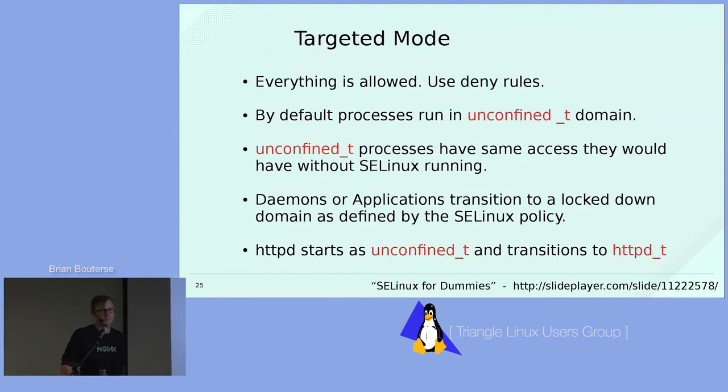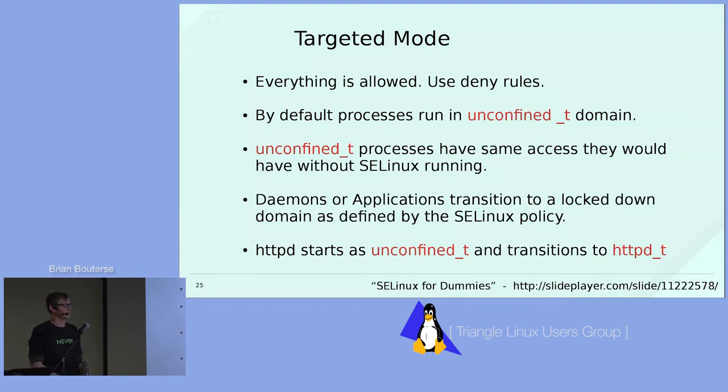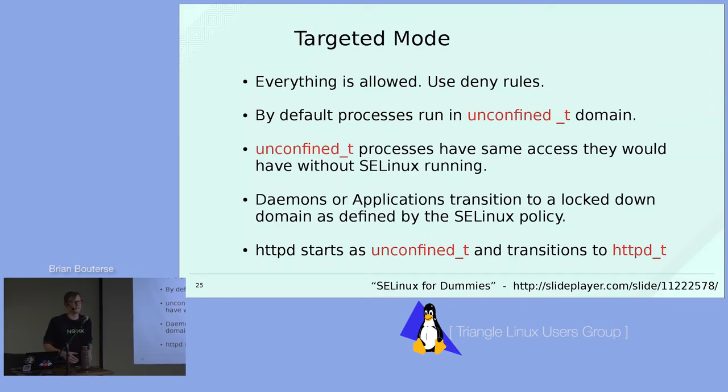All right, so targeted mode. I mentioned this a couple of times. This is kind of like SELinux simple. If you turn on SELinux for the first time, this is pretty much what you're going to get. You can set this in the SELinux config file between using targeted mode or MLS, multi-level security mode, and there are other modes too. But everything is allowed in targeted mode, and they use deny rules to deny. This is a little bit strange, right? Because SELinux is all about security, but this is defaulting to allow.